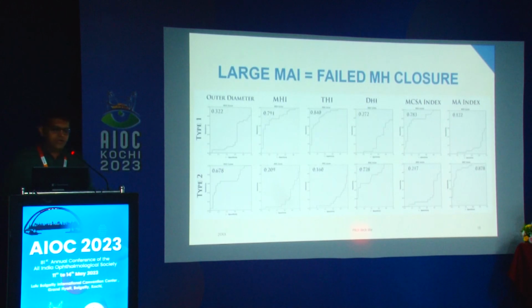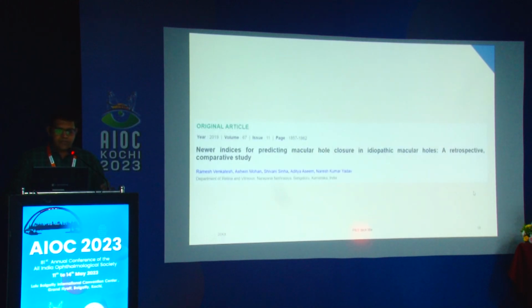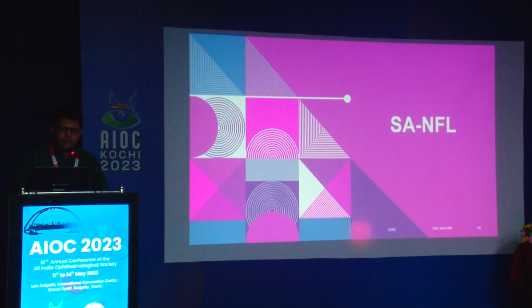How is it important? A very large macular hole area is associated with failed macular hole closures. And when we say type 2, we indicate that they are not the typical macular hole closures we expect. You can see that the area under the curve for the macular hole area index is much higher. So this is again our publication where we spoke about these indices which help in predicting macular hole closures for idiopathic macular hole. Let's look at the next entity, which is the SANFL.